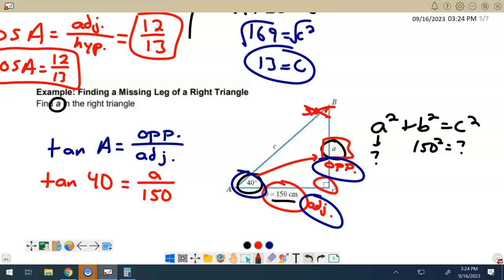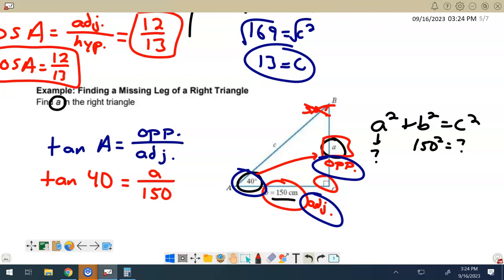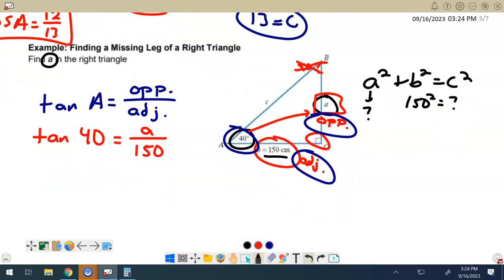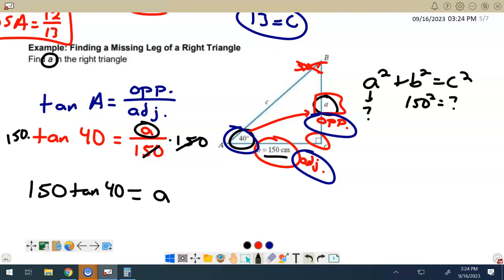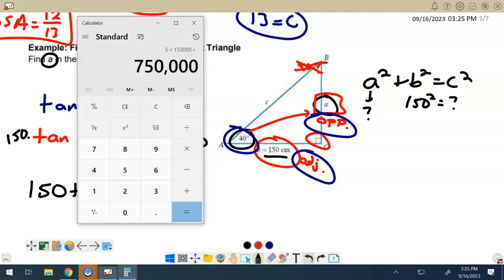I plug the numbers in, and I have a variable remaining, and that variable is the variable that I want to solve for. So I want to get a by itself. The way you get a by itself is you get rid of this 150 by multiplying 150 to both sides. All right, so I'm going to multiply 150 to both sides of the equation. That's going to cancel out the 150 from the right-hand side, and I end up with 150 times the tangent of 40 degrees, which I will need to use a calculator to compute, and it's probably going to be an awful decimal answer. That's what I would expect, right?